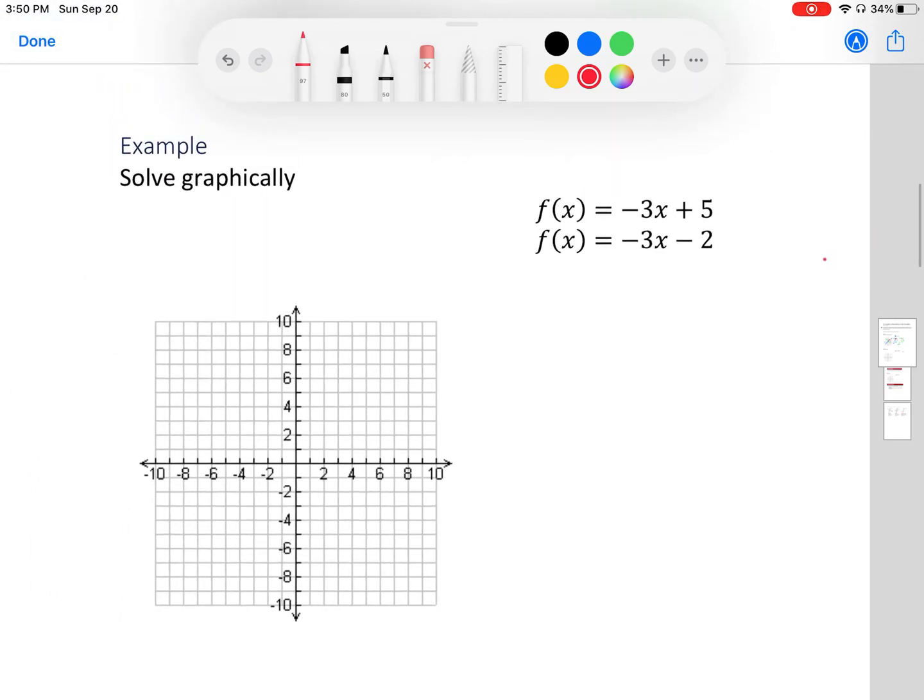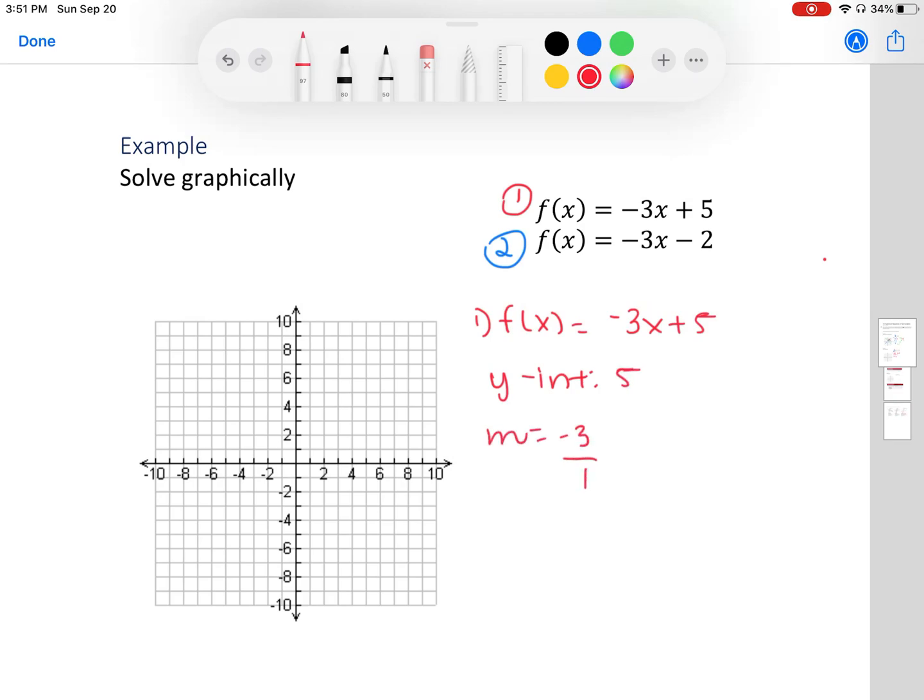So we're going to graph these two systems. We have our first one and our second one. Our first one is f of x equals negative 3x plus 5. And this one's set up for us already. Our y-intercept is 5. And our slope is negative 3. So let's go ahead and graph it. I find my y point at 5, and I go down 3 and over 1. And I graph my line.